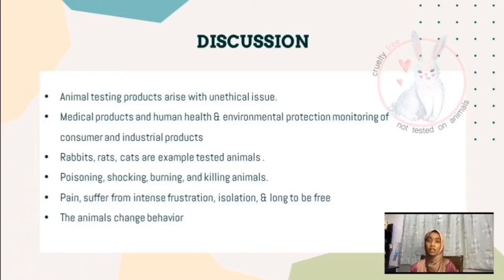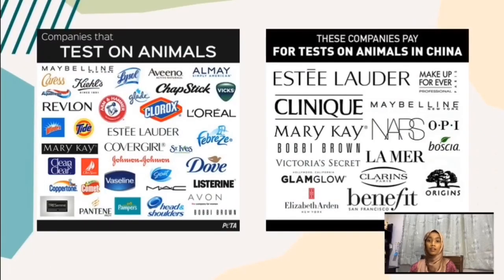The animals languish in pain, suffer from intense frustration and isolation, and long to be free because they are confined to barren cages. Besides, the animals start to develop neurotic types of behaviors such as spinning in circles, rocking back and forth, and even biting themselves. These are some big brands that tested on animals.